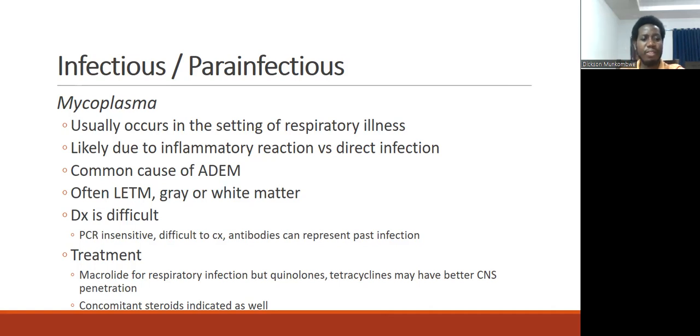Diagnosis is often difficult because PCR is insensitive, and it's difficult to culture mycoplasma. It is an atypical bacteria. Antibodies can also be present from past infection, so they may not be helpful to know whether it's a previous infection they're depicting or not. So treatment is usually with a macrolide for respiratory infection, but quinolones and tetracyclines may have better CNS penetration. Concomitant steroids are often indicated.